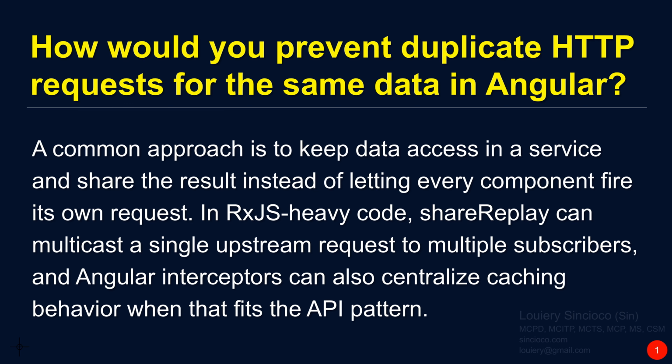How would you prevent duplicate HTTP requests for the same data in Angular? A common approach is to keep data access in a service and share the result instead of letting every component fire its own request. In RxJS-heavy code, shareReplay can multicast a single upstream request to multiple subscribers, and Angular interceptors can also centralize caching behavior when that fits the API pattern.